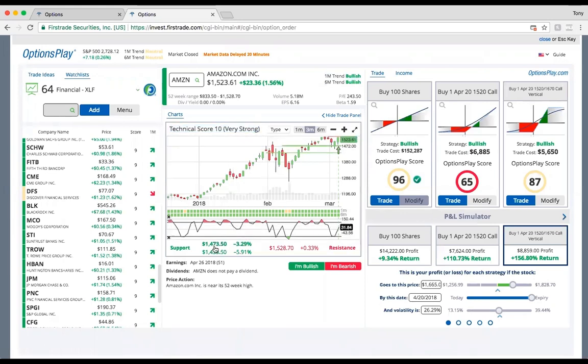You have things like support and resistance levels here at the bottom to let you know where the next support or resistance level is.